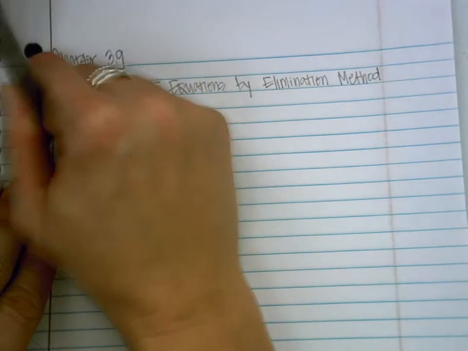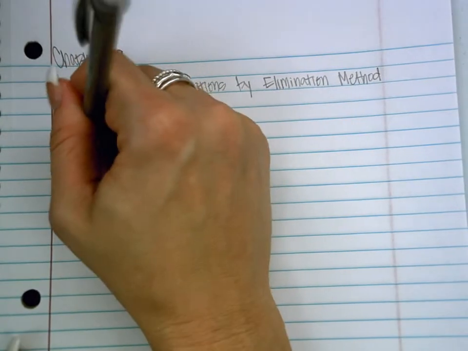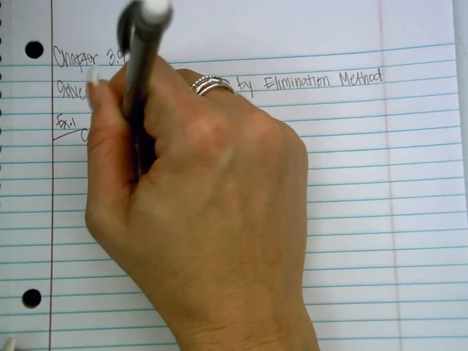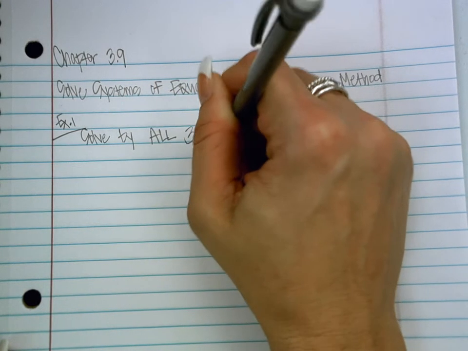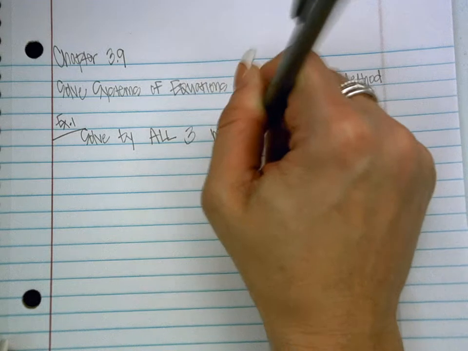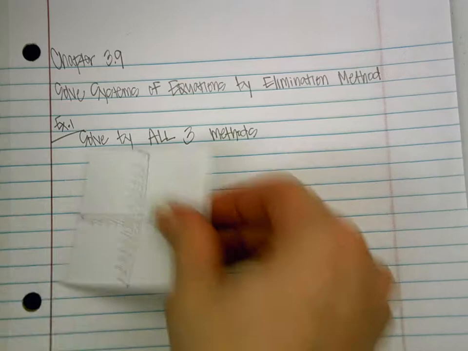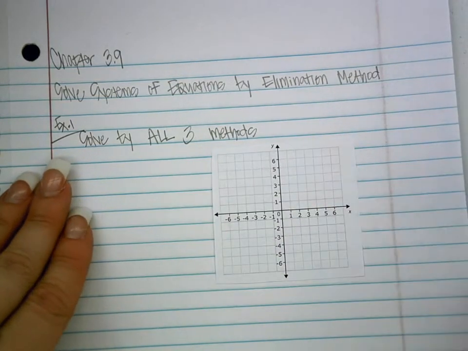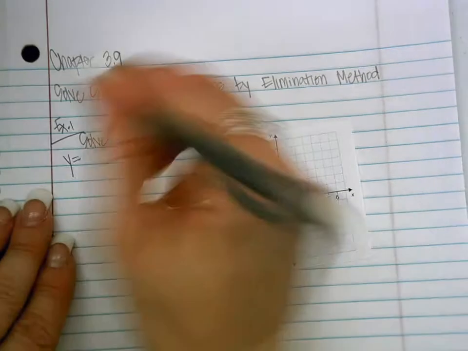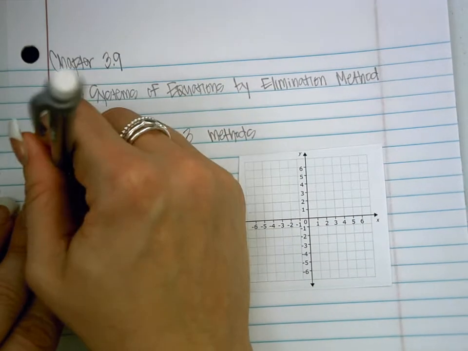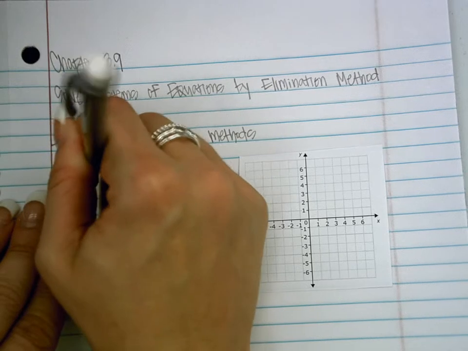So for example number 1, I'm going to ask you to solve by all 3 methods. I'm going to show you how to solve the same equation using 3 different methods. Your equations are going to be y equals x and y equals 5x.